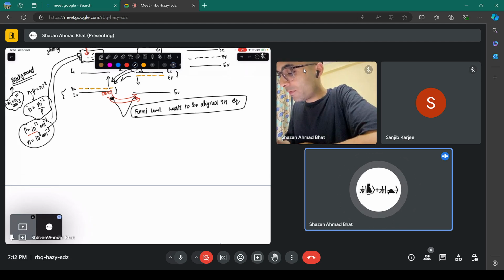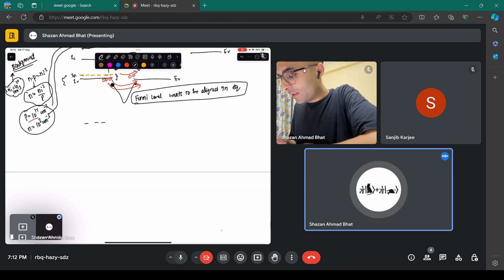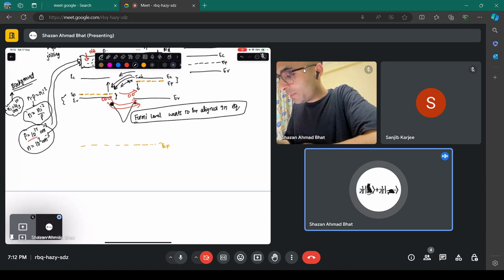The number of electrons going from this side to this side should be equal to the number of holes going from this side to this side. Let's say two electrons are coming in from this side, there should be two holes going to this side. And while doing it, the Fermi level gets aligned. That means there is a common Fermi level now, which is something like this. Common Fermi level, EF.